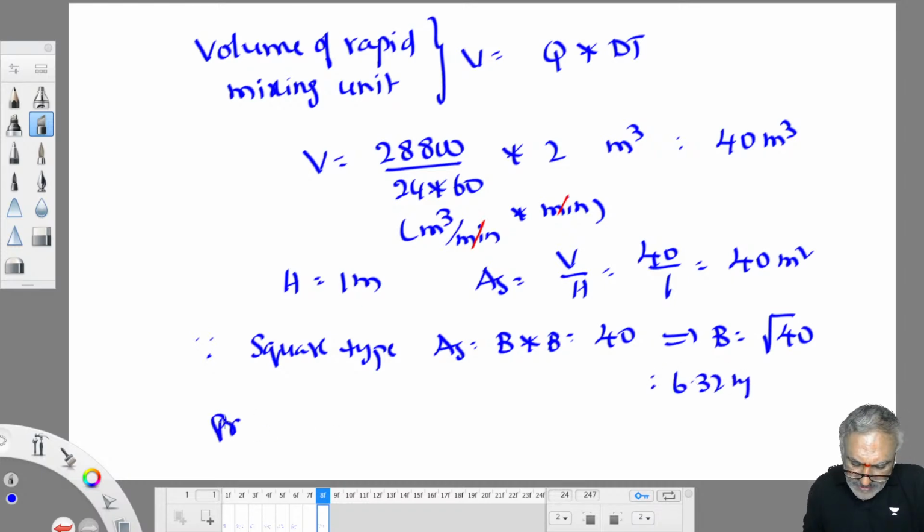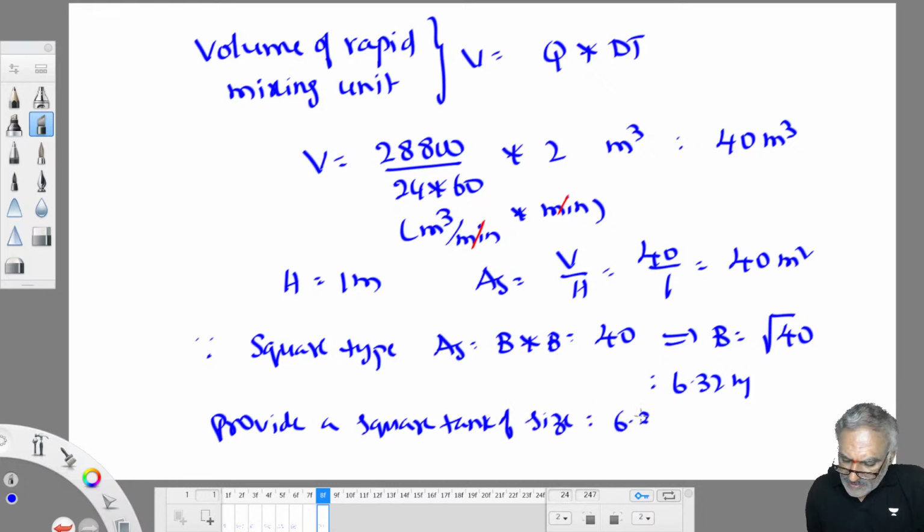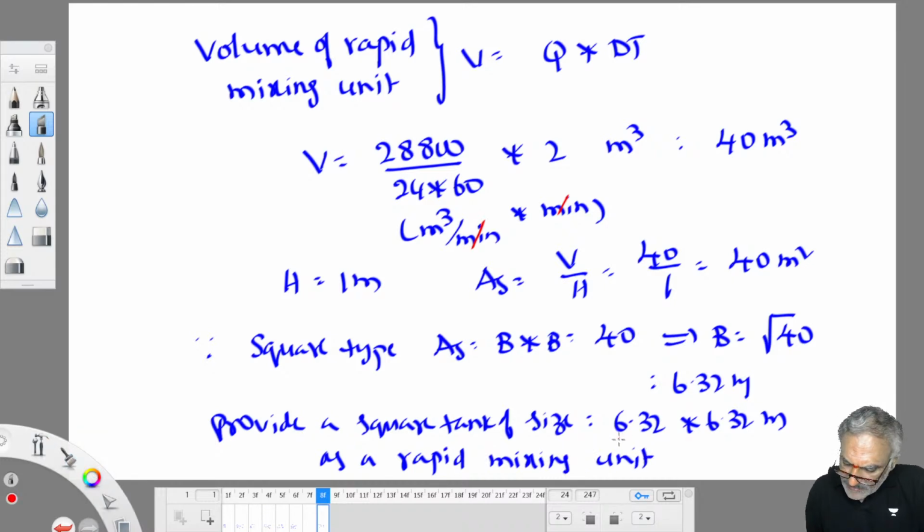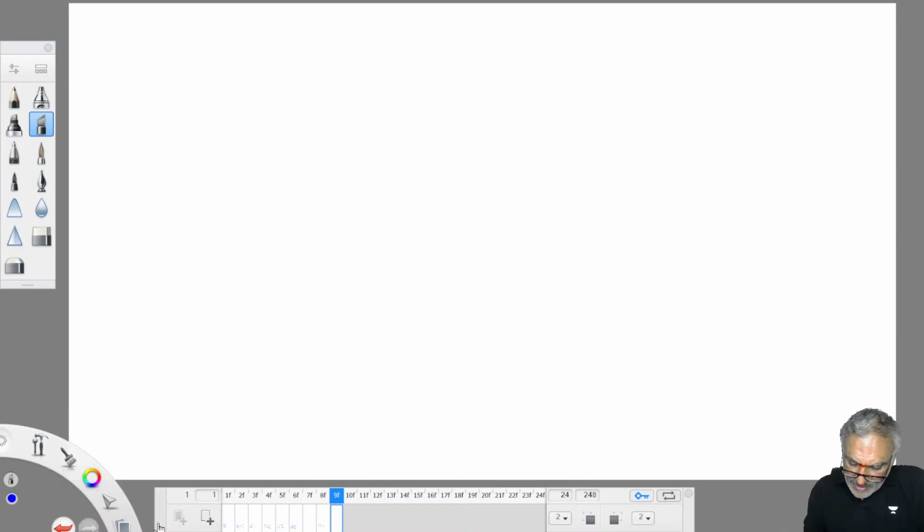So provide the square tank of size 6.32 meters by 6.32 meters as a rapid mixing unit. That was the answer for first part. Surface dimension means 6.32 meters by 6.32 meters. Second part, power.